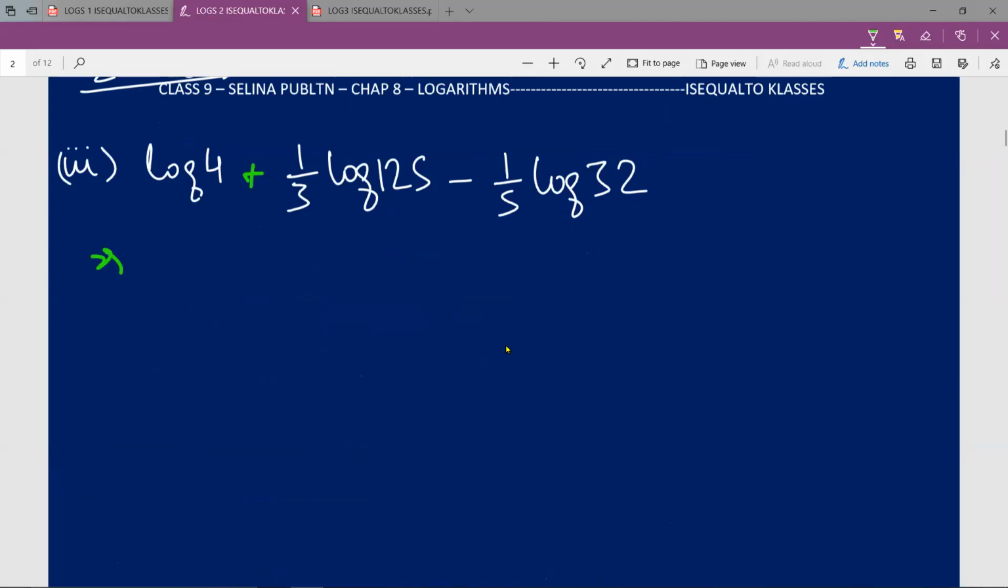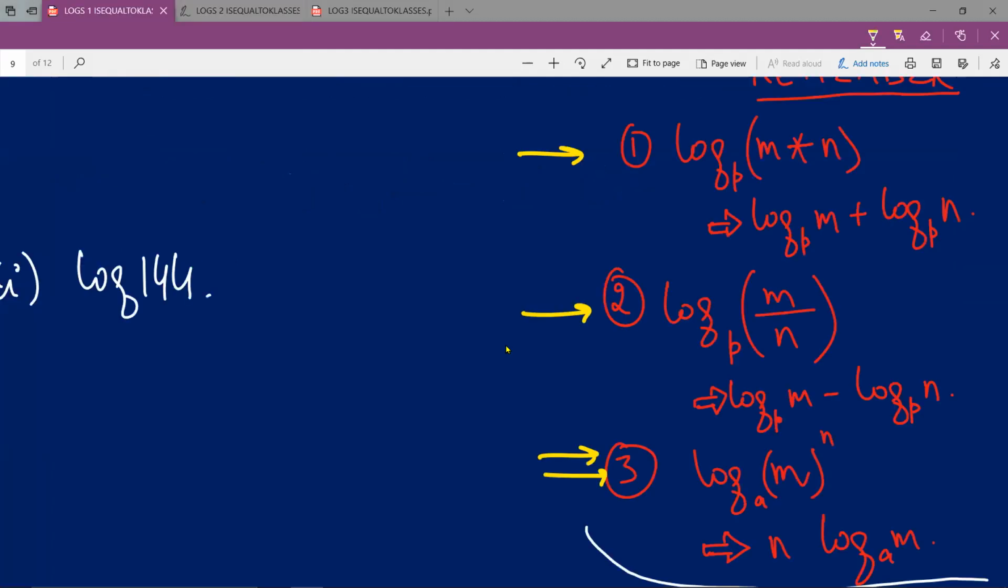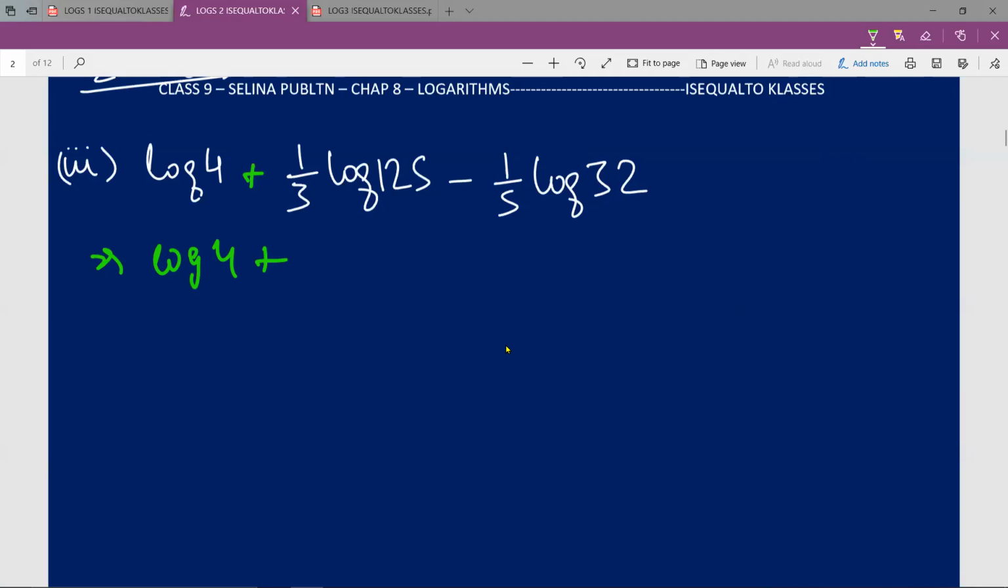So over here, I leave log 4 as it is. The third subpart states log 4 plus 1 upon 3 log 125 minus 1 upon 5 log 32. So now I leave log 4 as it is, plus, I will look at the third law. The third log law states that log of m to the power n to the base a is equal to n into log of m to the base a. So applying the third law in this part, I could write this as log of 125 to the power 1 upon 3, minus, applying the third law again in this part of the question, log of 32 to the power 1 upon 5.